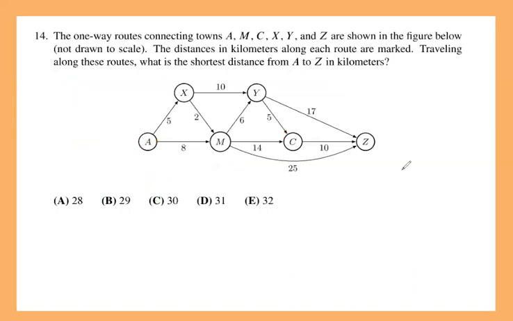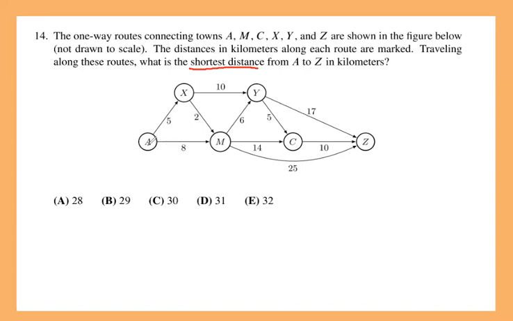The one-way roads connect the given towns, and the distances are also given on the figure. So traveling along these roads, what is the shortest distance from A to Z? Okay, so it's not too bad, I guess, but be careful because it's not to scale, so the figure may be telling us something, but it may not be the case based on the numbers.